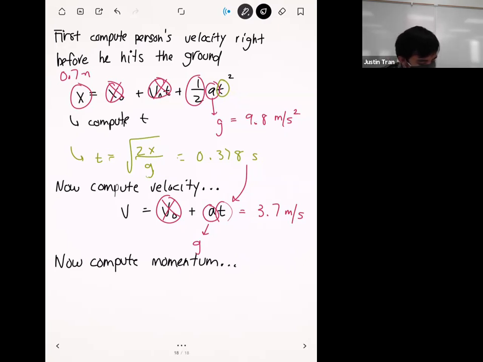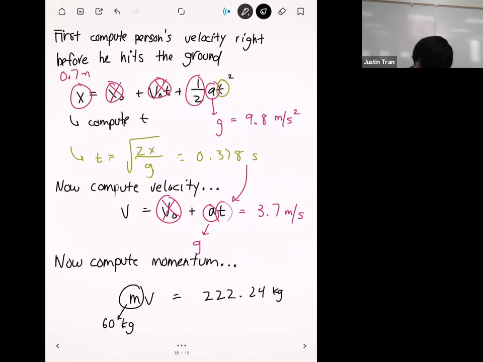And so with that velocity, we can then use this to compute momentum. Momentum, remember, is just the product of the mass of the object multiplied by its velocity. The mass was given to us in this problem, and so the mass is 60 kilograms. We multiply that by 3.7 meters per second, and what we get is 222.24 kilograms meters per second. And so this is the amount of momentum that he has right before he hits the ground.